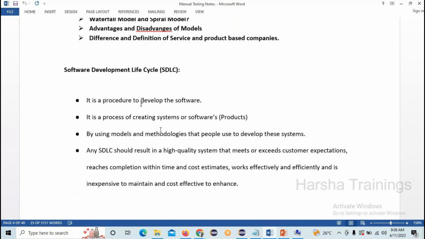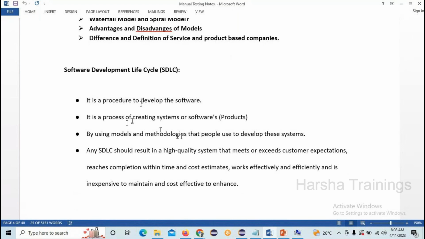Okay, it is a process of creating systems or software. It is nothing but creating a product or project by using the models and methodologies that people use to develop these systems. Okay, we have a different set of models or methodologies in the software development life cycle based on the project and based on the customer and what the customer is looking for. Based on these attributes, we are going to select a model to develop a software.